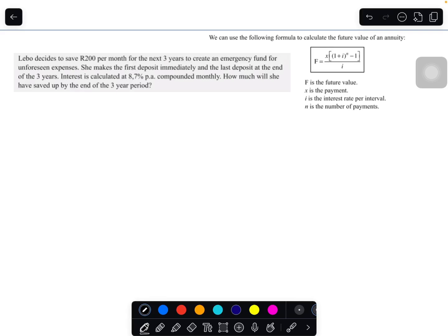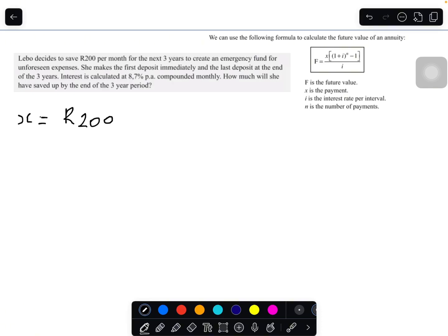Let's read this question. Lebo decides to save 200 per month for the next 3 years. So this 200 per month is going to be the payment she is making. So X will now be 200. For the next 3 years to create an emergency fund for unforeseen expenses. Lebo is a very smart person. She's thinking about an emergency fund. She makes the first deposit immediately and the last deposit at the end of the 3 years. Interest is calculated at 8.7% per annum, compounded monthly. How much will she have saved by the end of the 3-year period?